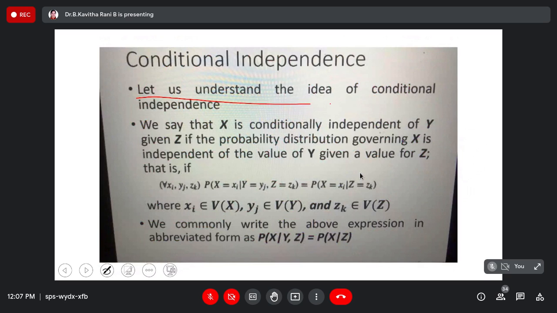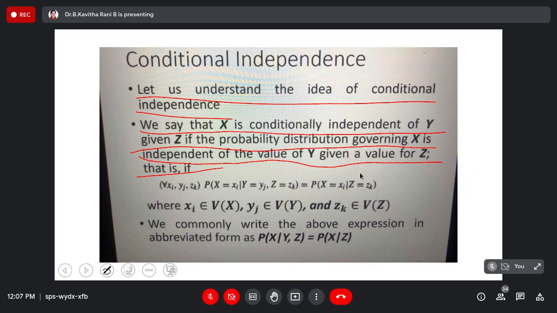So let us understand the idea of conditional independence. We say that X is conditionally independent of Y given Z if the probability distribution governing X is independent of the value of Y given a value for Z. So till now we have seen probability of X given Y.